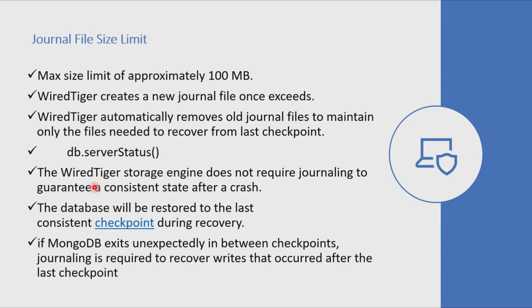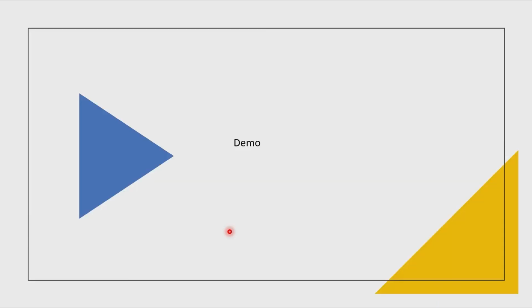The WiredTiger storage engine does not require journaling to guarantee a consistent state after a crash. We just have to make a note of that. The database will be restored to the last consistent checkpoint during recovery. This is by design, and then it is going to apply the journal logs which have that information recorded since the last checkpoint. If MongoDB exits unexpectedly in between checkpoints, then journaling is required to recover writes that occurred after the checkpoint. And now let's proceed with the demo.